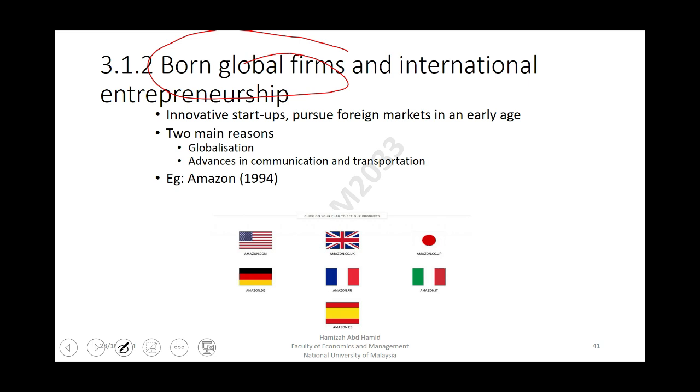First is globalization. We've talked about globalization in the first few weeks. Consumers have similar tastes, so it's easier to produce things, and there are advances in communication and transportation, making it easier to convey messages and easier to do promotion. Amazon.com is one of the original born global firms. Why? Within just 5 years, they were able to internationalize their operation in multiple countries.